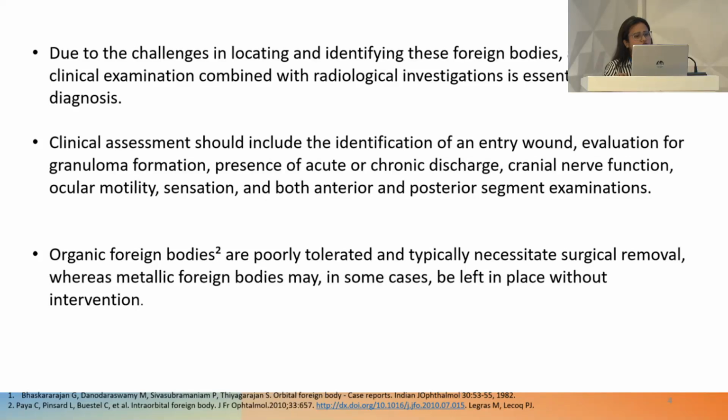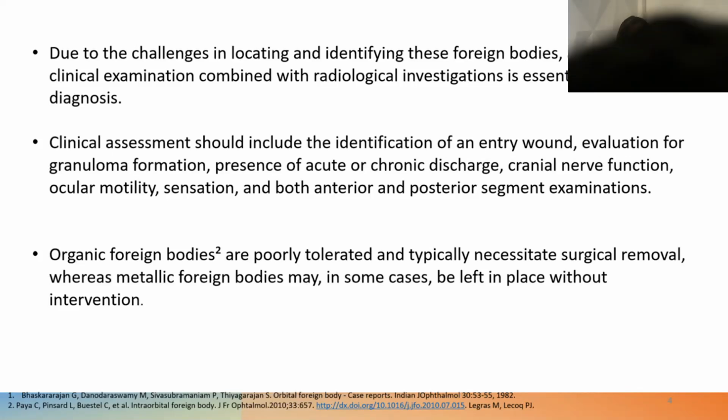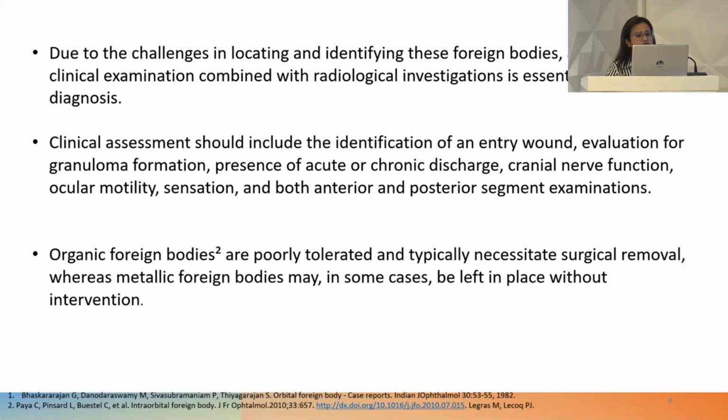Clinical assessment should include identification of the entry wound, evaluation for granuloma formation, presence of acute or chronic discharge, cranial nerve functions, ocular motility, cranial nerve sensations, and both anterior and posterior segment examinations. Organic foreign bodies are poorly tolerated and typically necessitate surgical removal, whereas some metallic foreign bodies may in some cases be left behind.